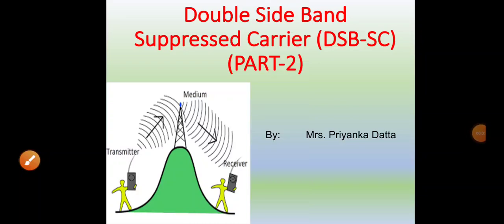Today we will start double sideband suppressed carrier, DSBSC, part 2. In this, we will study the DSBSC modulators, which generate the DSBSC wave. There are two modulators, one is the balanced modulator, and the other is the ring modulator. First, we will study the balanced modulator.